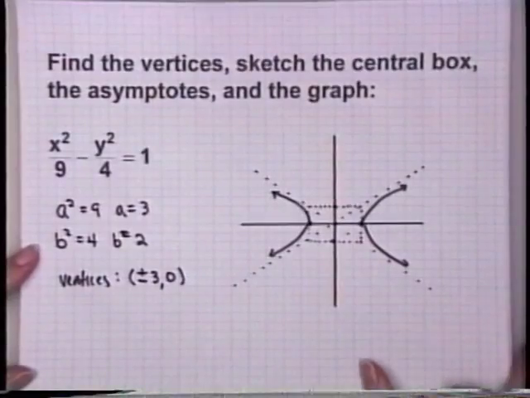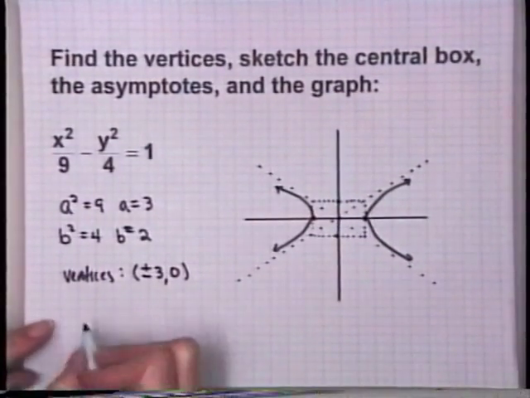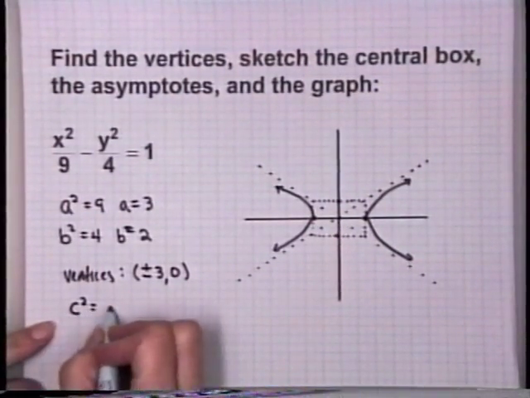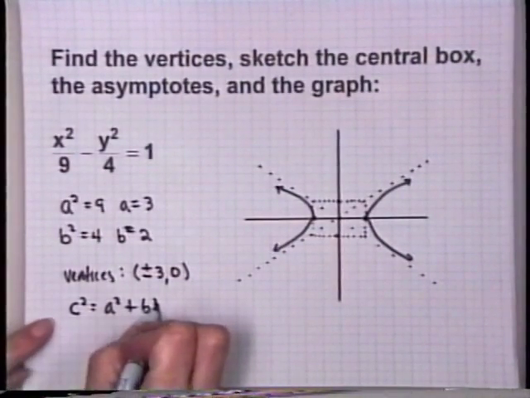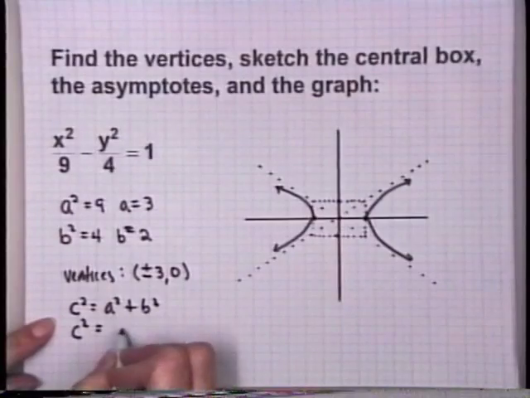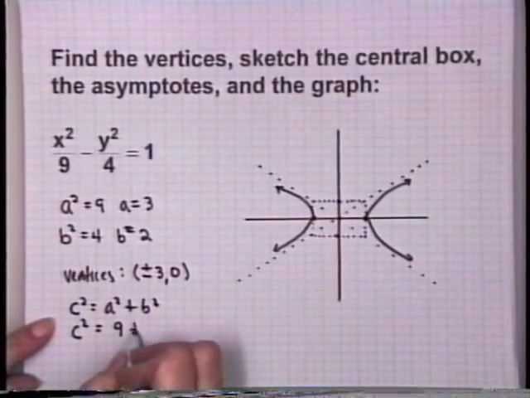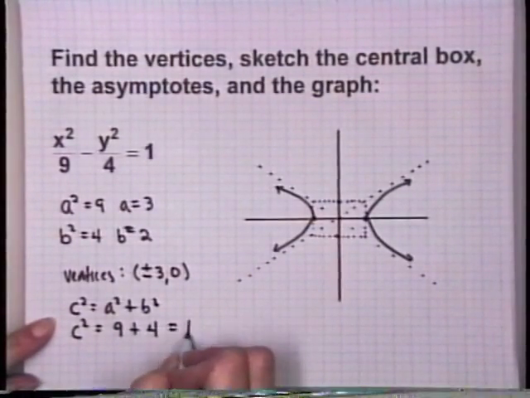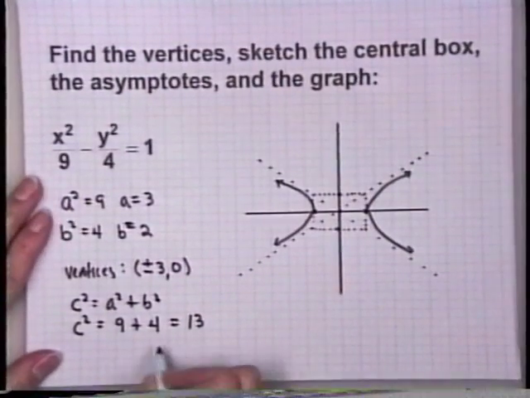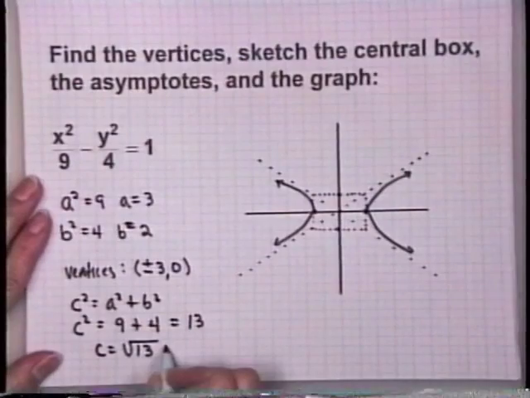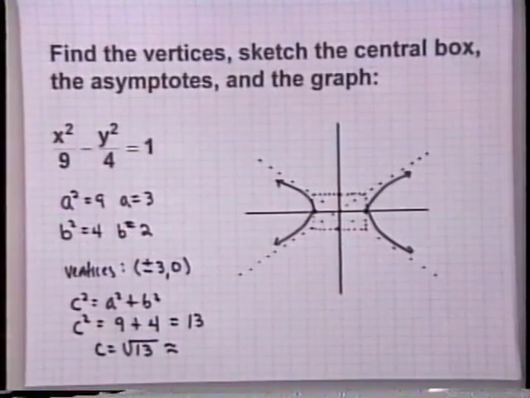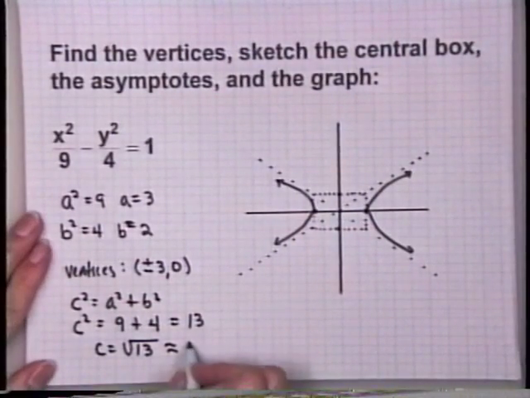Now, your instructor may want you to find the foci. Remember here, c squared equals a squared plus b squared. If I have minus in my equation, I add here. So c squared is my a squared of 9 plus my b squared of 4. 9 plus 4 is 13. So c is the square root of 13. Now I'm going to go to my calculator to approximate the square root of 13. And I'm getting about 3.6.